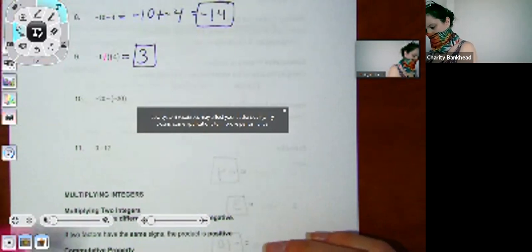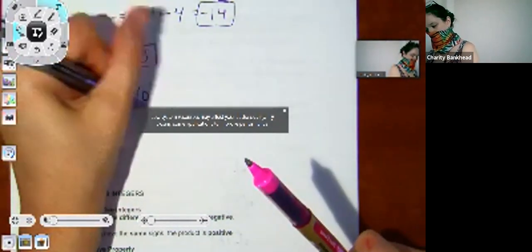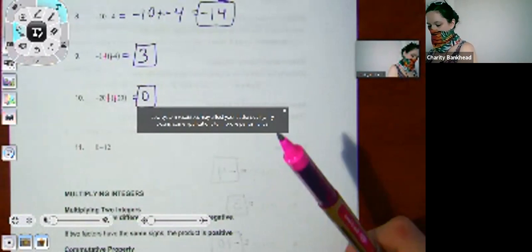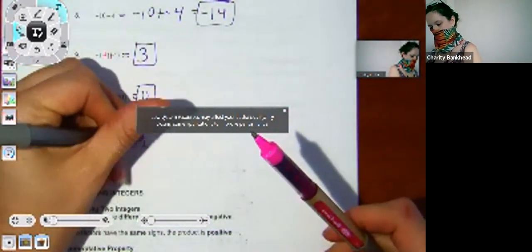All right, and then again, you see the minus and negative, so you turn that to a plus. And so negative 20 plus 20, that's 0. 0 minus 12, negative 12.